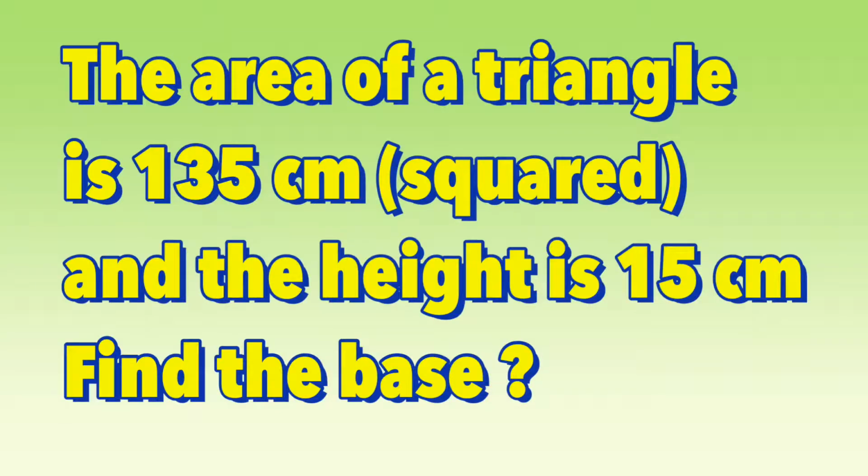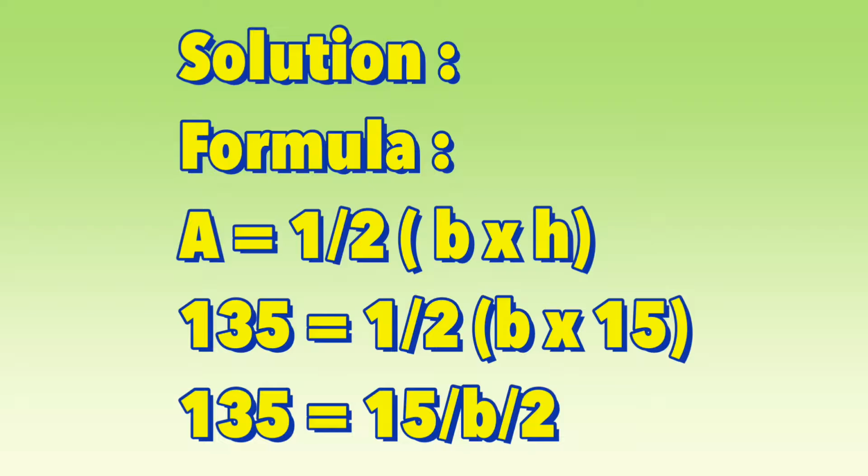Okay, now the last problem of the triangle, number 4. The area of a triangle is 135 square centimeters and the height is 15 centimeters. Find the base. So the base now is missing in this problem. The same formula that we're going to use: area equals 1/2 times base times height. Then substitute, the given area is 135 equals 1/2 base times, and the height is 15.